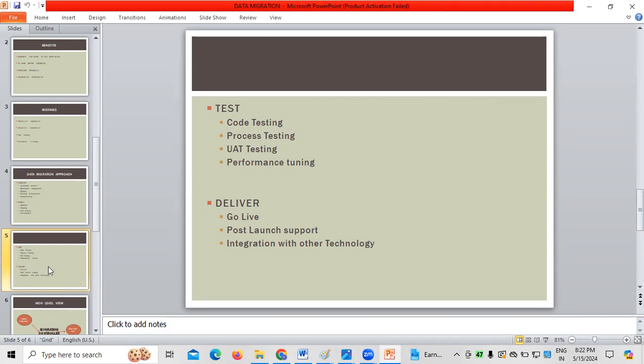Once it is tested, the next is the delivery phase. Delivery phase means you have to deliver this to the customer, wherein we need to provide some post-launch support. If there is any integration with other technologies, we have to integrate with them. So finally, this project will go live. This is where generally this migration process is something that, being a BA, one must know.